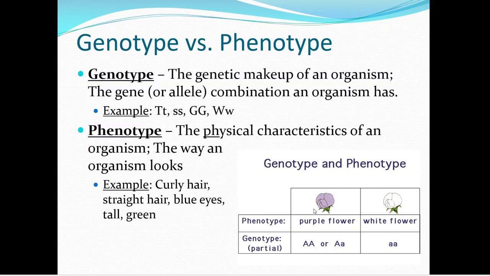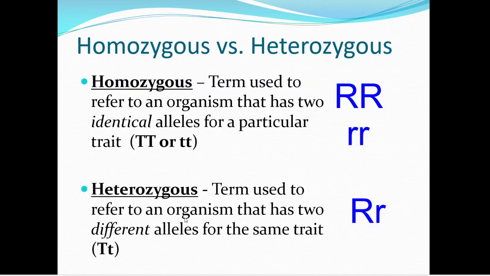So as you can see here, we have a purple flower. That is the phenotype. That is what I can see. But its genotype is two uppercase A's or uppercase A, lowercase a. And I can tell you that because this purple shows up in both of these, then purple is dominant. Well, white is recessive because it only shows up when there's two lowercase a's, okay?